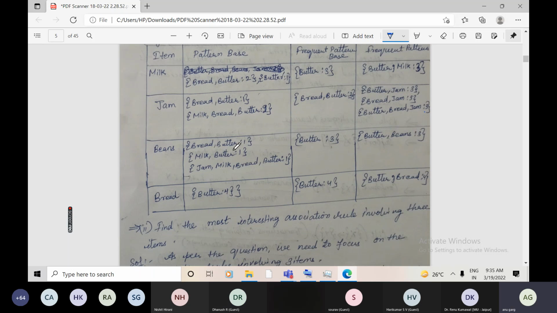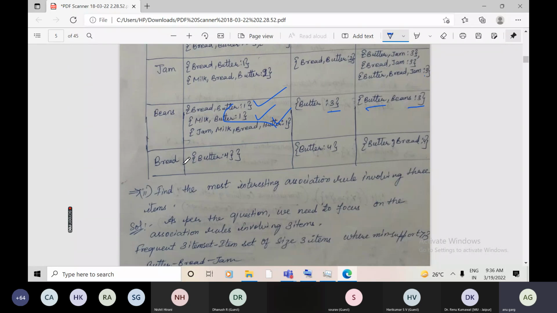So coming to beans also, it's the same again. I have written all the sets and then which is common here, butter is common. So support count is 3. So you need to join beans with butter and then you will get 3 total. So I think this is clear, okay?